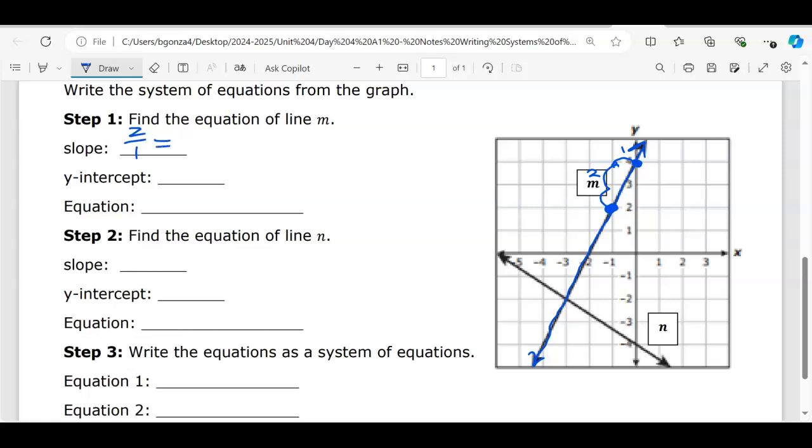2 over 1 is 2. Don't forget this invisible math. If it's over 1, it's just a whole number. Cool? Now, what's the y-intercept? Where does it touch the y-axis? Right here at 4. So I got a slope of 2, a y-intercept of 4, so y equals 2x plus 4. And you can write it down here already. That's your first equation.